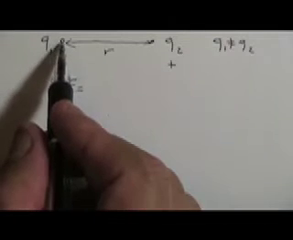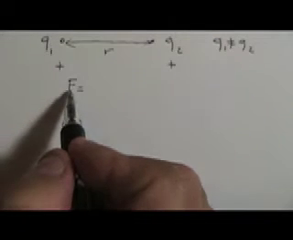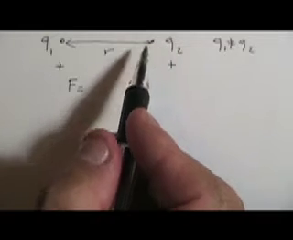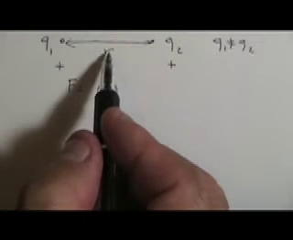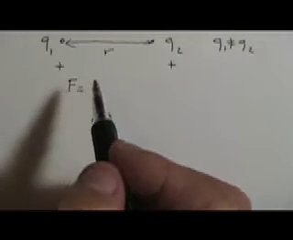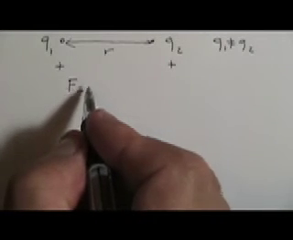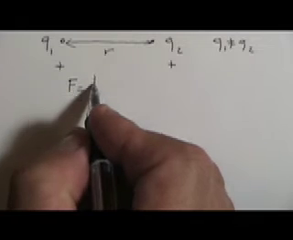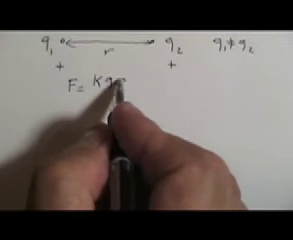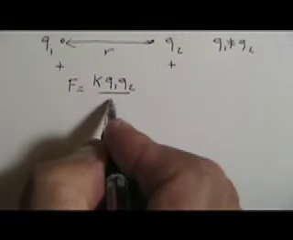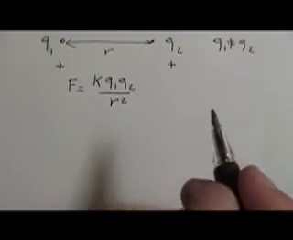So if Q1 is large, F will be large. If Q2 is large, F will be large. If R is large, F actually will be small. So this F is equal to some constant K times Q1 times Q2 divided by R squared.